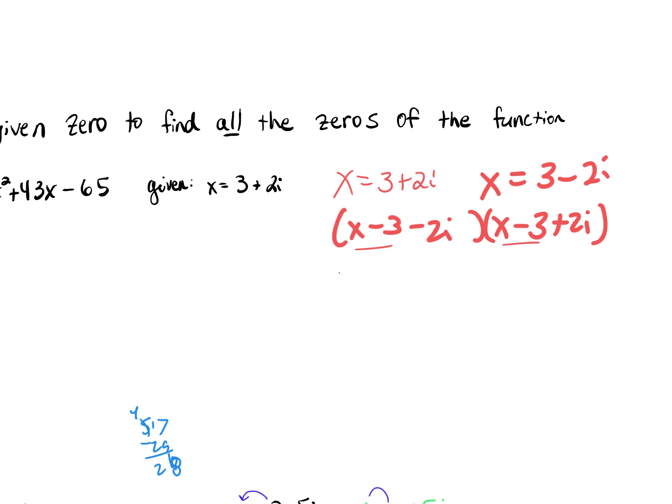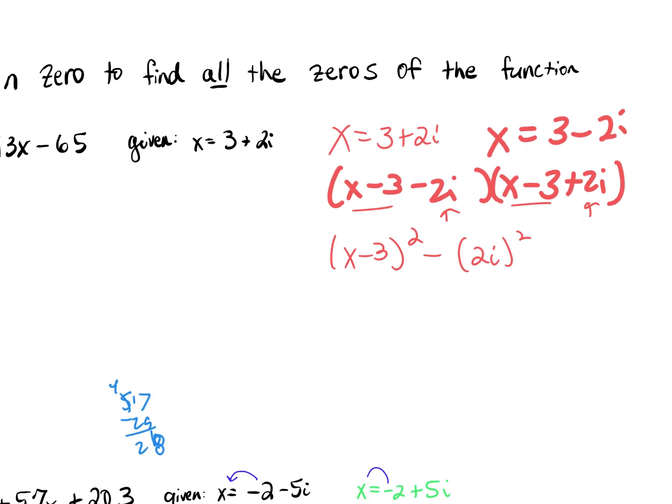X minus 3 here. So we're going to write x minus 3 quantity squared minus 2i here and here. So we have 2i quantity squared. So when we FOIL this out, we have x squared minus 3x and 3x is 6x. Negative 3 times negative 3 is 9.